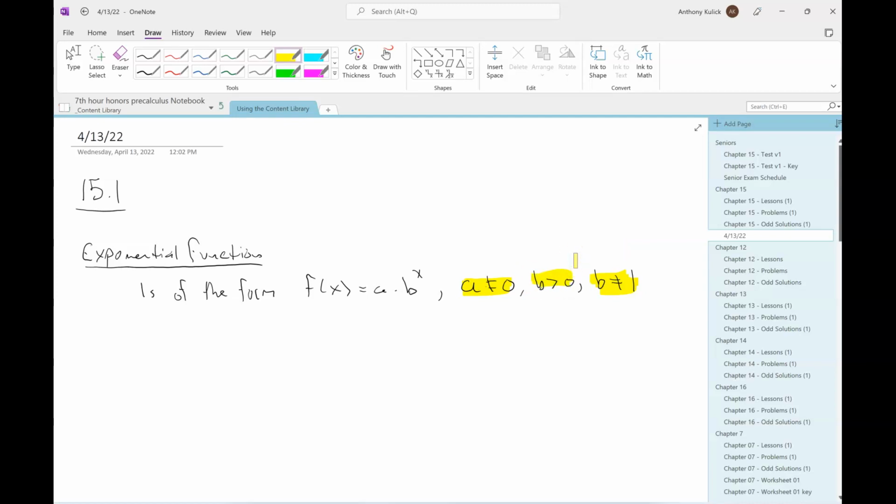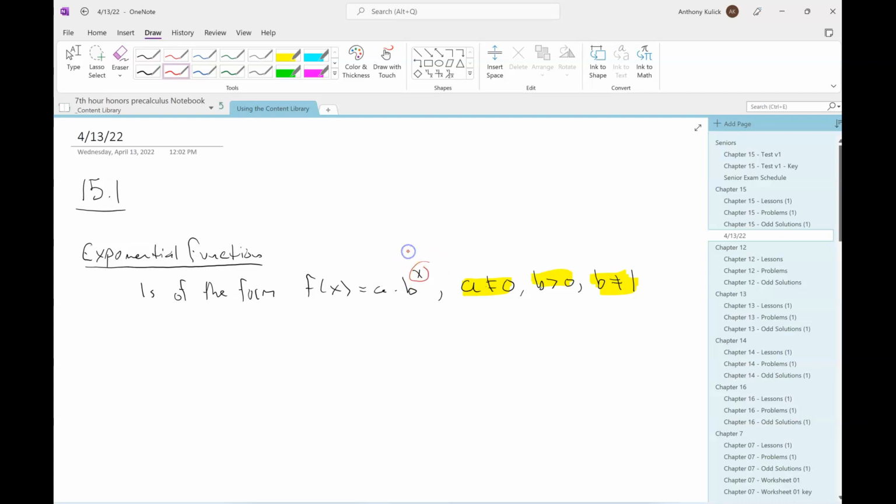Why are we staying away from that? What would be the problem if b was negative? This one's a little tougher to see. Wouldn't it be up and down? It would not be exponential. So yeah, one situation is that the points would be jumping back and forth across the x-axis. That's one reason.